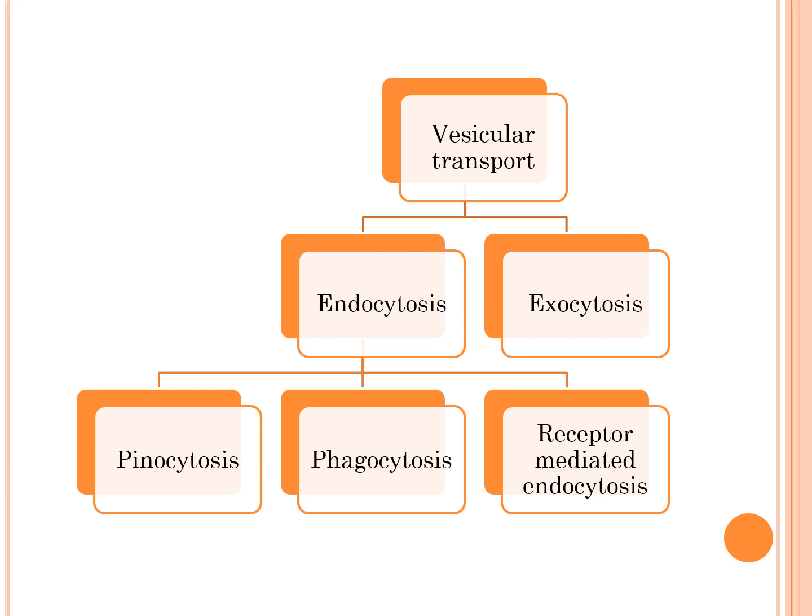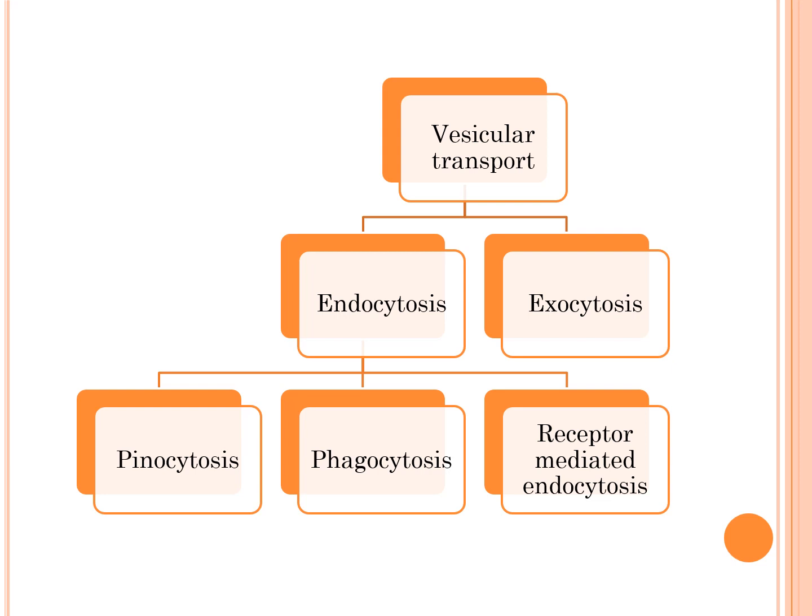So endo means the substances are transported into the cell, whereas exocytosis means the substances are transported out of the cell. And in both of these, I told you the vesicles will be releasing the substances. Endocytosis is again of three types: pinocytosis, phagocytosis, and receptor mediated endocytosis. What is meant by pinocytosis? The intrusion of liquid particles, that is pinocytosis, which is also called cell drinking.